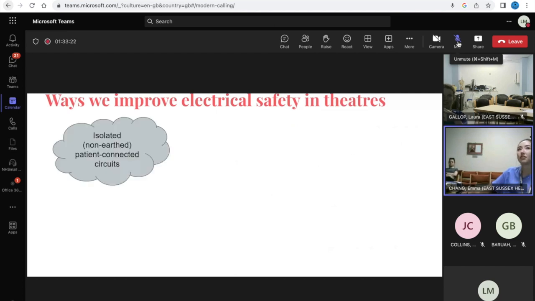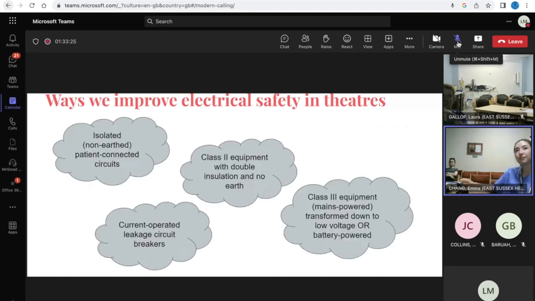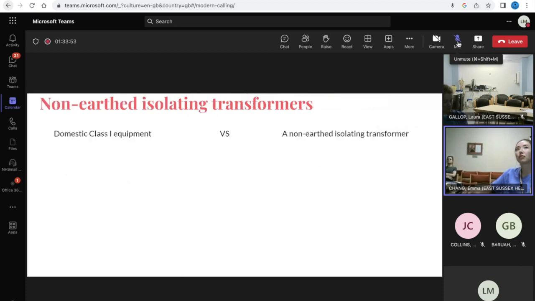So how do we improve electrical safety? There's a number of ways. Isolated circuits, which is something I mentioned earlier, so the patient is not earthed at all, and we don't need to worry about the two earths being calibrated together. There are current operated leakage circuit breakers, which are a bit like the fuse I mentioned. So if the fuse melts, then the circuit will stop running. Double insulation, which is what I mentioned before, and then just lower voltage equipment as well.